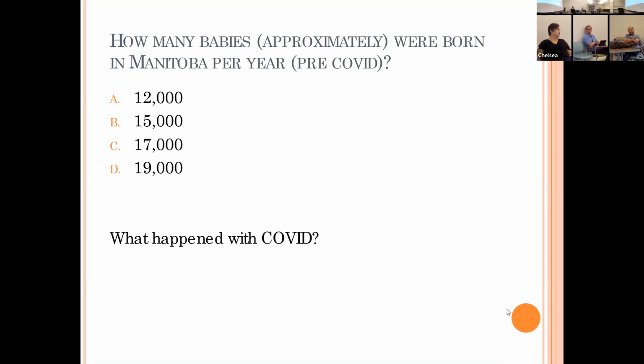What happened with COVID? More births? What's your guess? For me, I would say the same number, 17. Except more people have more time on their hands. Well, they did have more time on their hands, but the birth rate actually fell quite a bit during COVID. So it fell about 2,000 in Manitoba over COVID. So it's down to about 15,000, and it's starting to increase again. There was actually quite a substantial drop in the birth rate during COVID, which you would think people would be at home, but no, but the financial impact. Yeah, I think there was enough uncertainty.